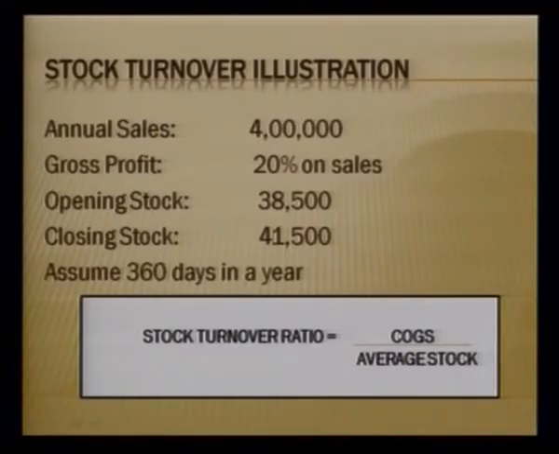Can you explain this in a better way with the help of an example or some illustration? Yeah, we'll take an illustration to explain how to compute the stock turnover ratio. Let us say that the total sales for the firm are 4 lakh rupees. Gross profit is 20% of the sales. So 20% of 4 lakh would be 80,000. The opening stock is 38,500 and the closing stock is, let us assume, 41,500.